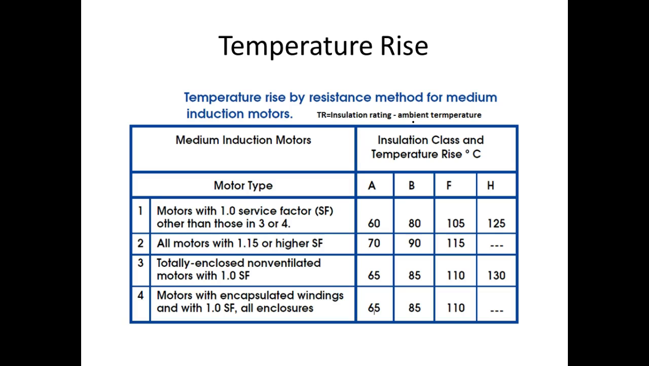Temperature rise by resistance method for a medium induction motor. So this is just something else out here. If it's got a service factor of 1 and it's got an A on there, then it can have a temperature rise up to what? Above ambient, up to 60 degrees, right? If it's got a B rating, it could be up to 80 degrees. An F rating, up to 105 degrees. And an H rating, 120 degrees.